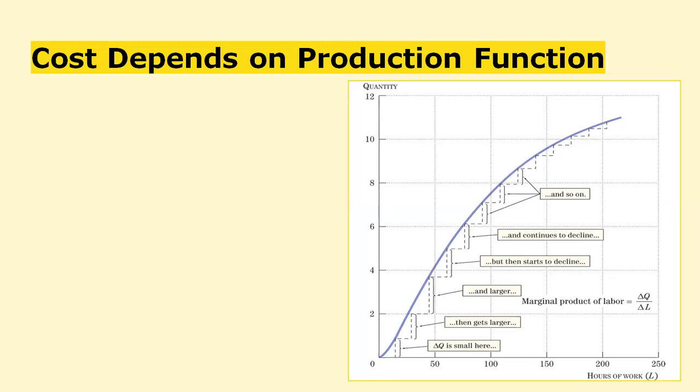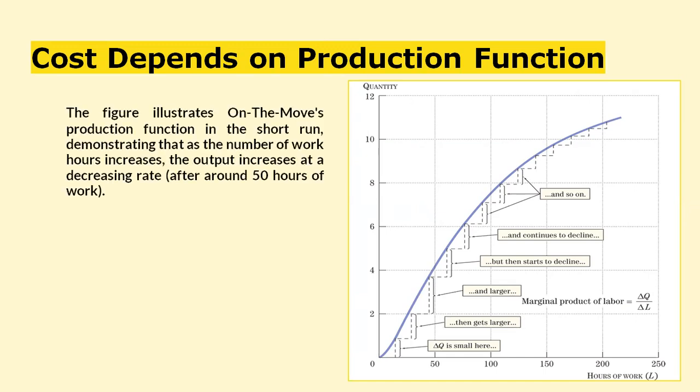Cost depends on production function. The figure illustrates the mover's production function in the short run, demonstrating that as the number of work hours increases, the output increases at a decreasing rate after around 50 hours of work. Diminishing marginal product occurs after the third piano is moved.